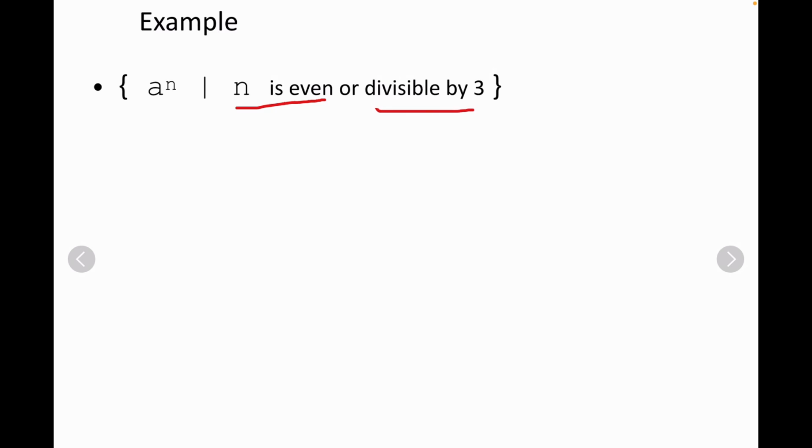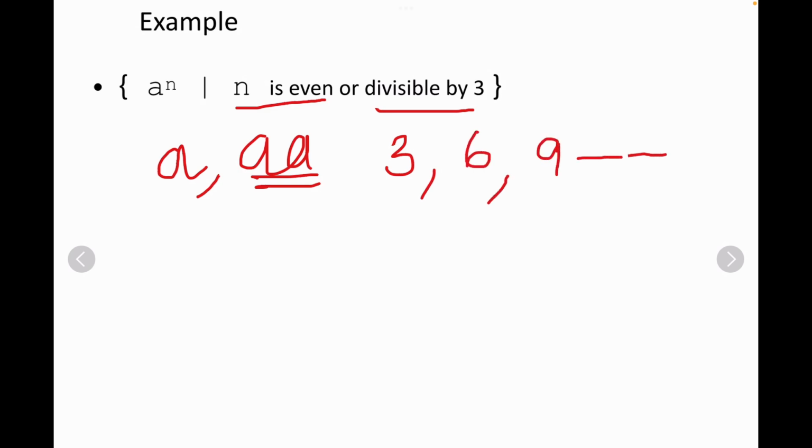N is even means, what is n? n can be 0, then n is 1, it is a only, and n is 2, which is even, right? That means it is accepting an even number of A's. Divisible by 3 means n may be 3, or 6, or 9. So it is accepting strings whose length is divisible by 3.